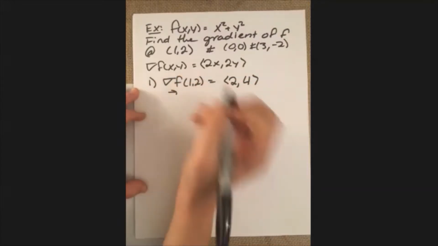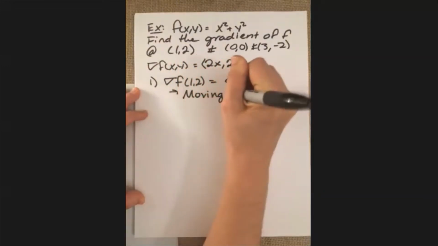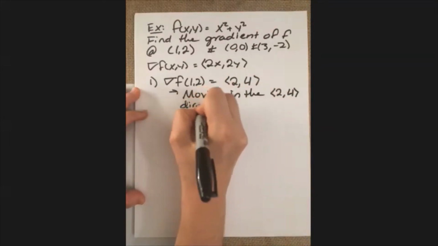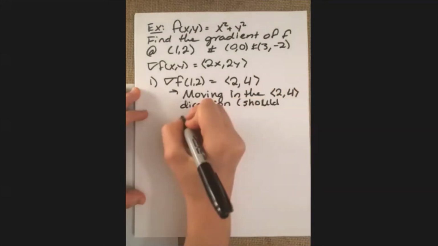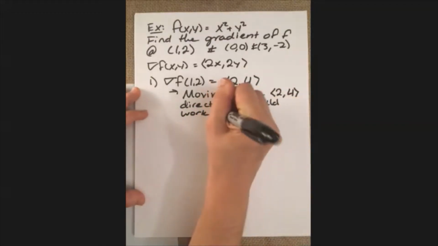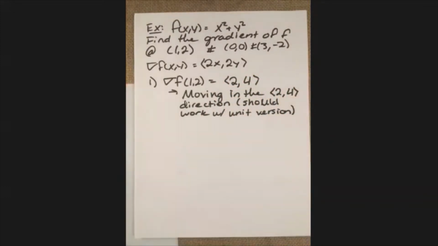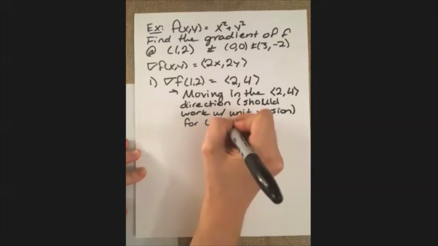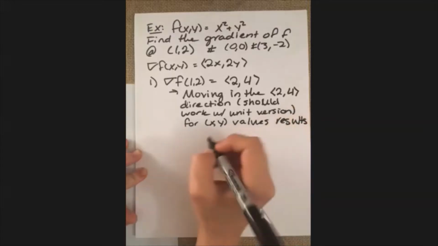What this tells us is that, first of all, this is moving in the (2, 4) direction. And typically when we say moving in this direction, we mean that you should really probably work with the normalized vector, or the unit vector associated with that. But anyway, moving in this direction for the x, y values results in the greatest increase of f(x, y).